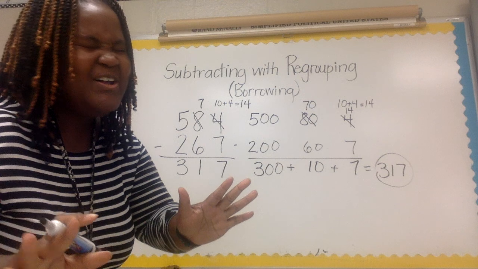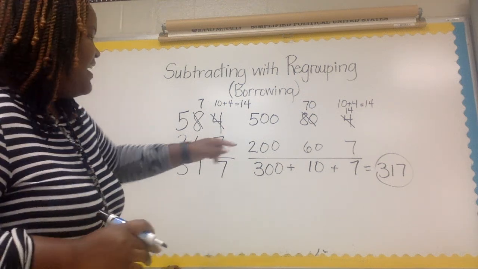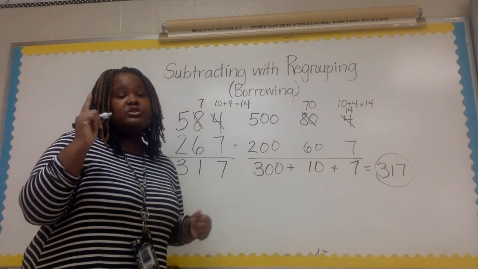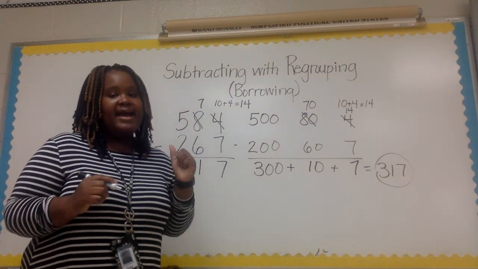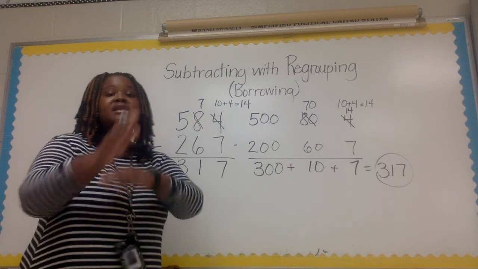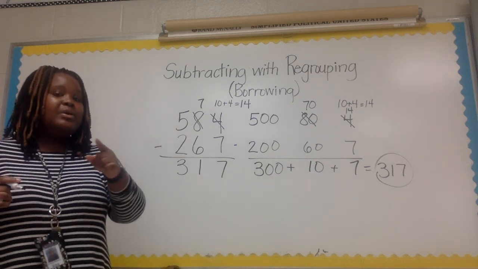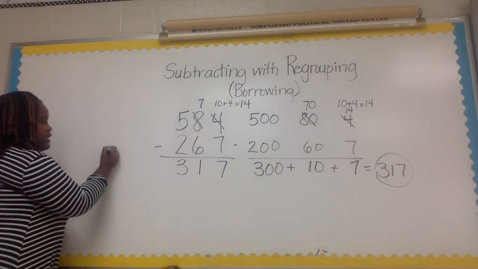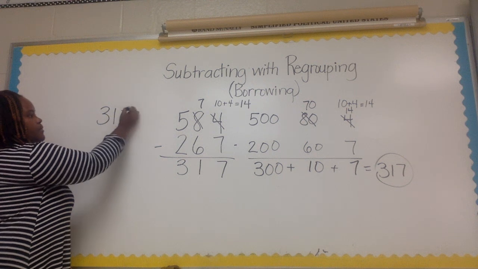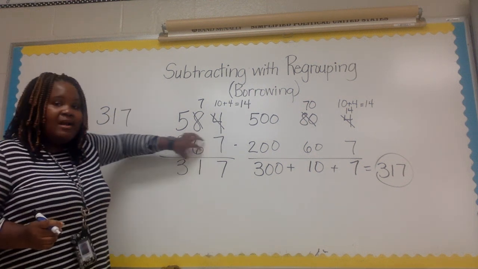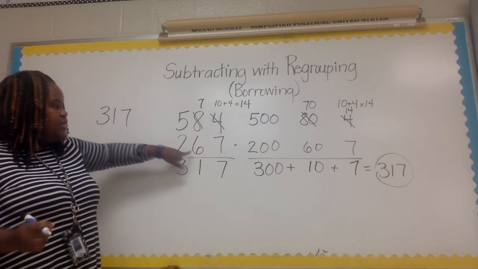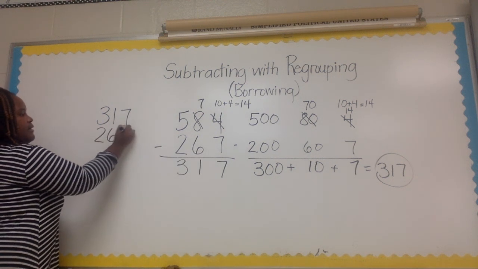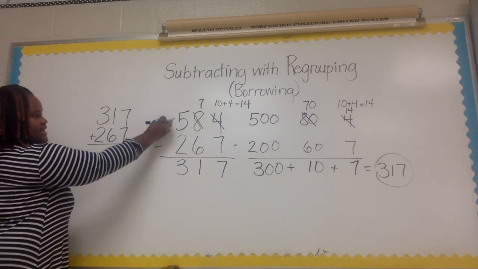You all are doing amazing. I can tell, I can already feel it. You're doing a great job, okay? So now remember what I told you earlier. To make sure that your answer is correct, you can always go back with subtraction problems and do the opposite, which is addition. And all you have to do is add the answer you came up with, which in this case is 317, to the number that you had to subtract, okay? Which is the 267.